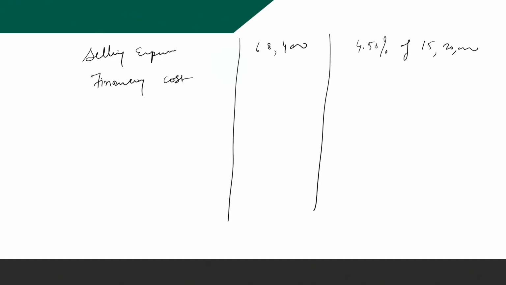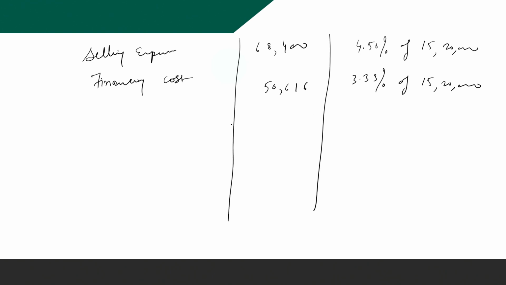Then next is selling and distribution, or the selling expenses, which we are given that there will be a downfall of 10%. So it would be 4.5% of 15,20,000. So it comes to the figure of 68,400. And last is the given financing cost, which is 3.33% of 15,20,000. It comes to 50,660.